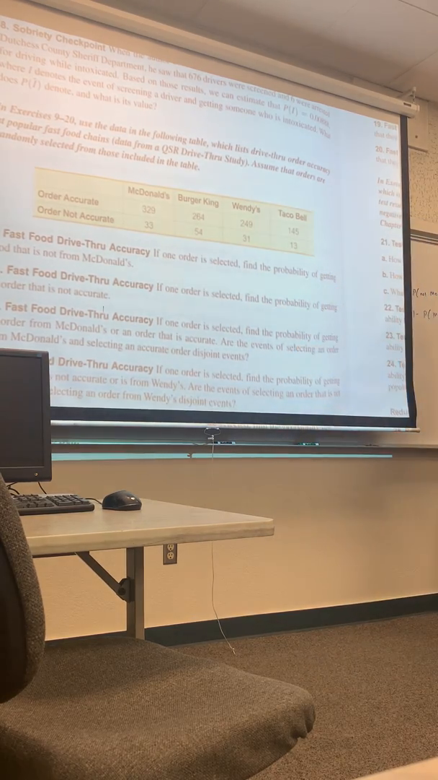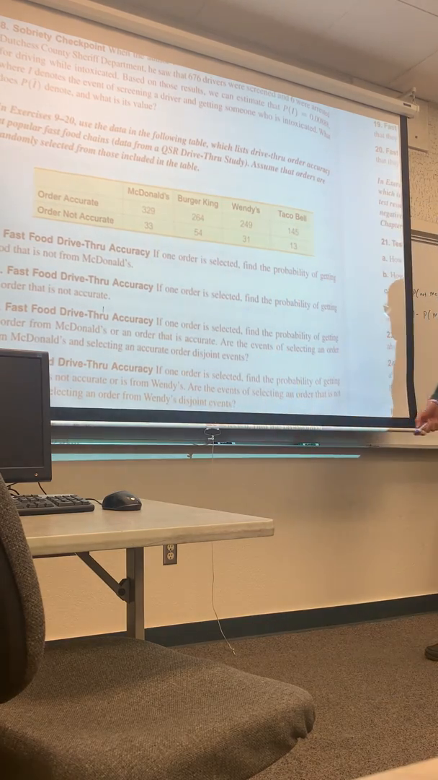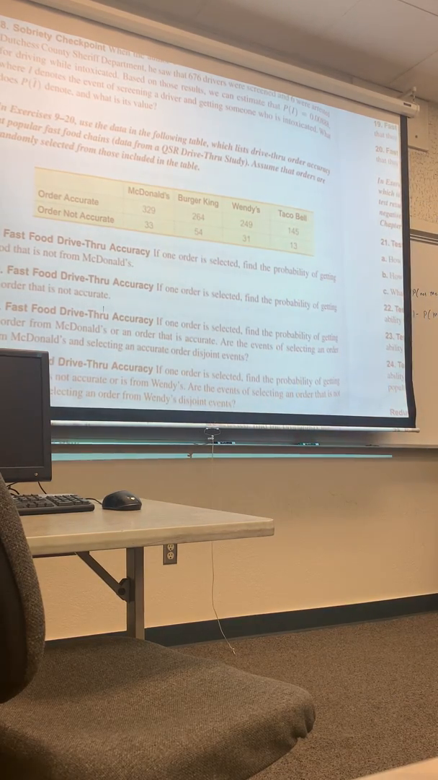Or you can use the complement rule. The probability of not McDonald's is 1 minus the probability of McDonald's. Add those two together and divide that by the table total. Subtract from 1. Yeah, complement rule. Okay? Yeah, okay, you got it. Okay.